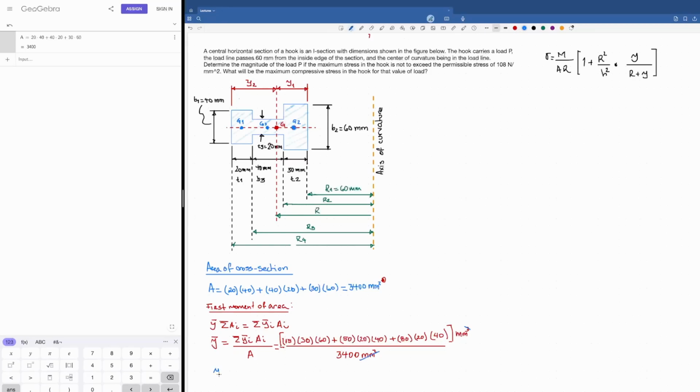So this y, let me change colors here. Oh, it didn't take it like this.